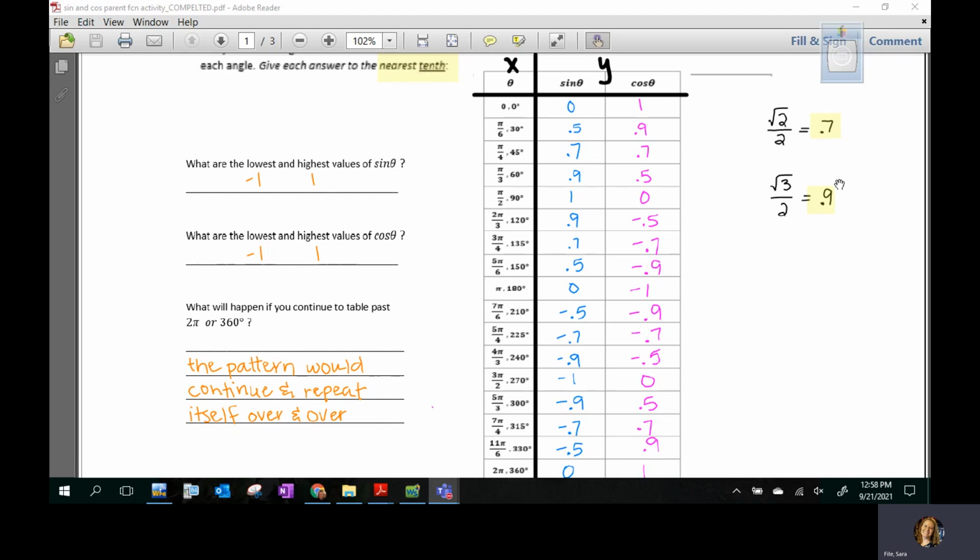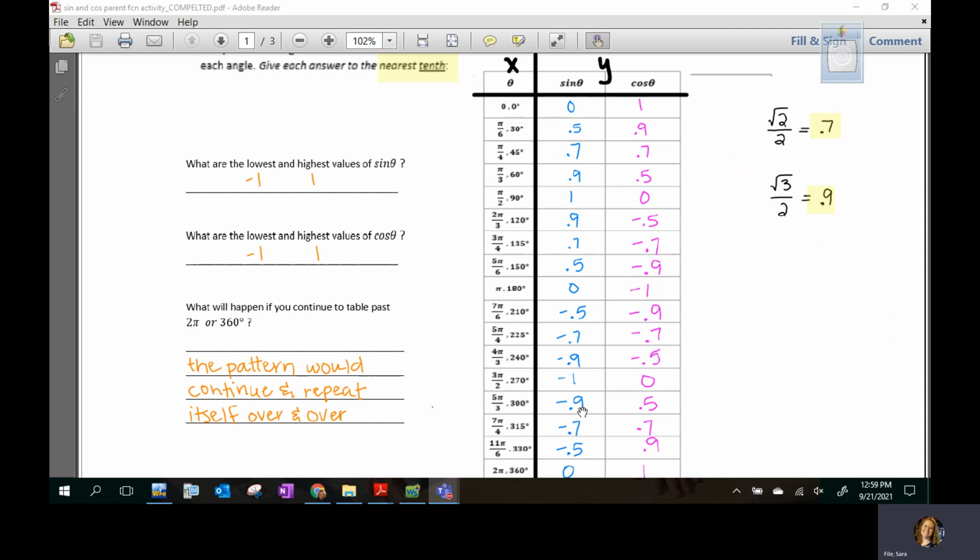So remember, I gave you these two values on the left. The 0.7 and the 0.9 were the approximate values for root 2 over 2 and root 3 over 2. Then once we had all of that filled in, we answered these questions. We looked at these values. We said the highest is 1, the lowest is -1 for both the sine and cosine columns.